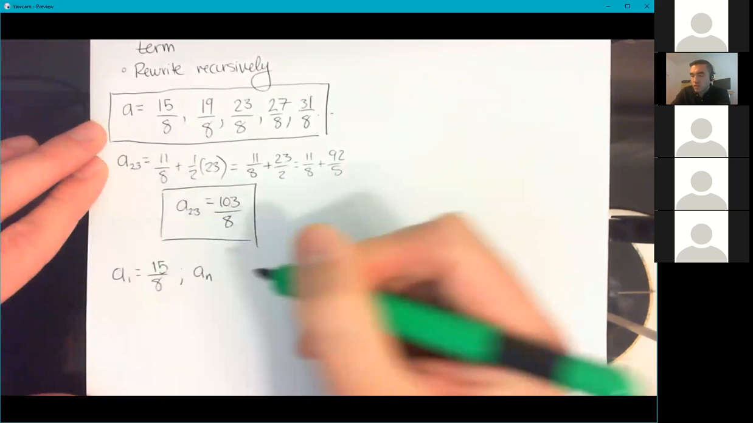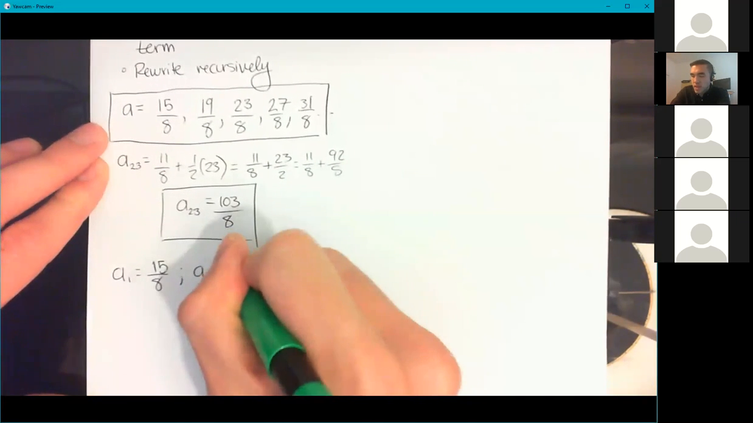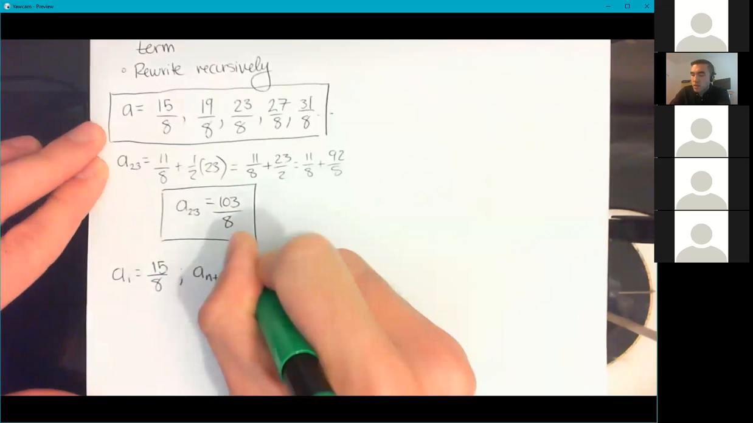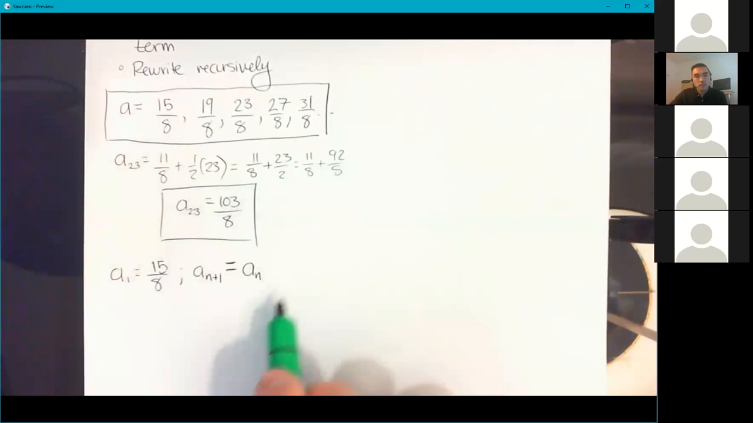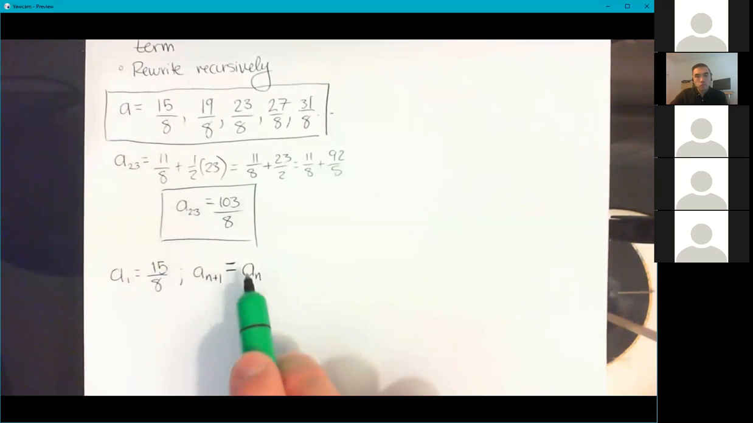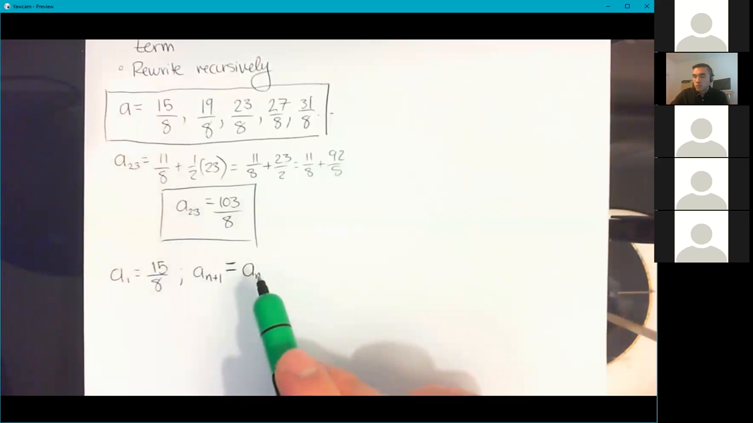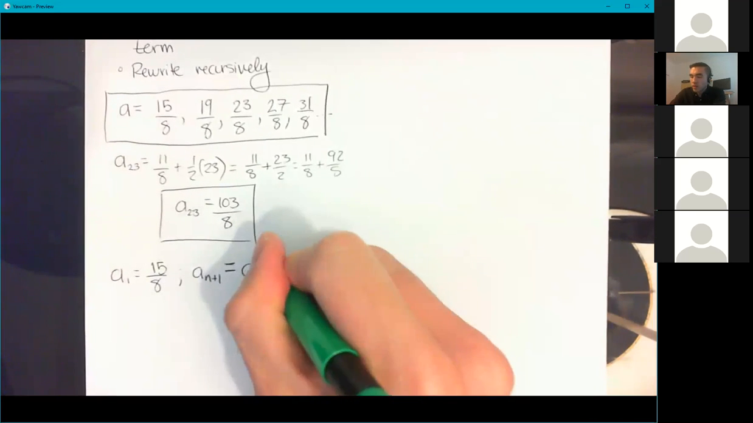which is to say any given entry, A sub n plus 1, if you want to make the next entry, wherever you're at, you want to go from n to n plus 1, it's going to be equal to that previous value, A sub n, and then what do we do to this? How big of a step are we taking every time? 4/8 or 1/2.